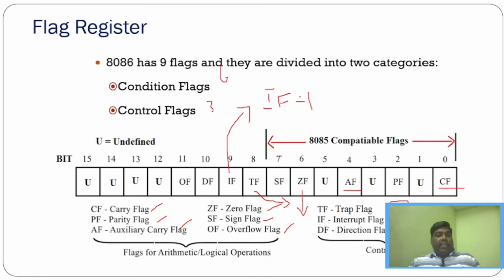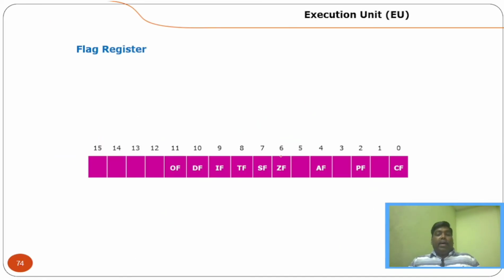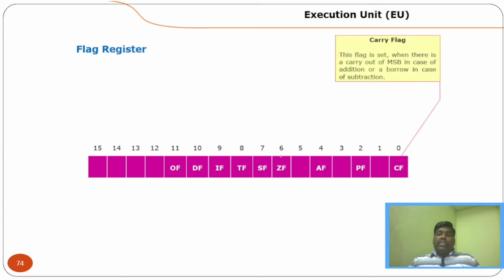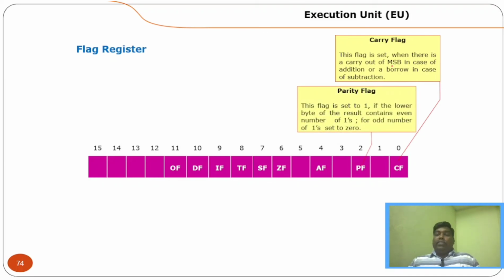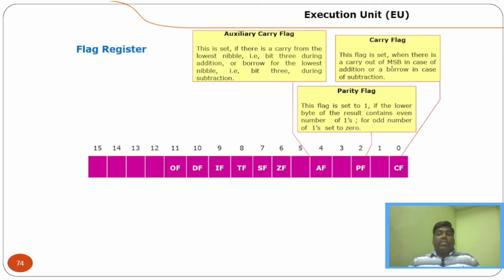This is about the flag register. Whatever I said is explained here. You can see the carry flag, which is set when there is a carry in the result, that is, when the MSB is 1. And if there is a borrow also, this flag will be enabled. If there is an even parity of the number of ones in the result, then the parity flag will be enabled. And what is the auxiliary carry flag? Whenever there is a carry from the lower nibble to the higher nibble, this flag will be enabled.